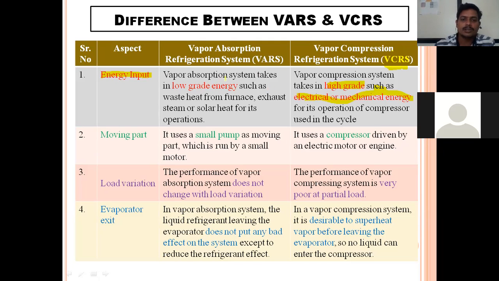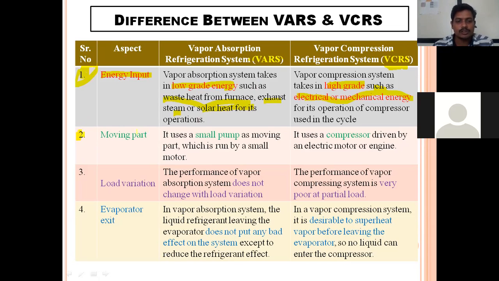So in the vapor absorption refrigeration system, the energy we use is low grade energy, in the form of waste heat from a furnace, exhaust steam, or exhaust heat coming from an IC engine or any power plant. We can also use solar heat or solar power for its operation. That is the first difference between vapor compression and vapor absorption refrigeration systems.